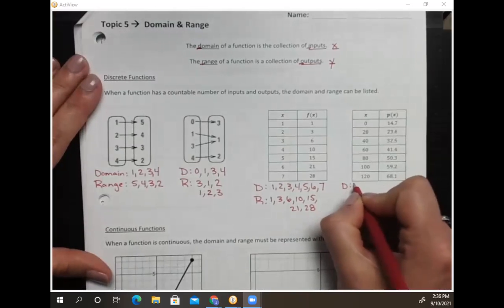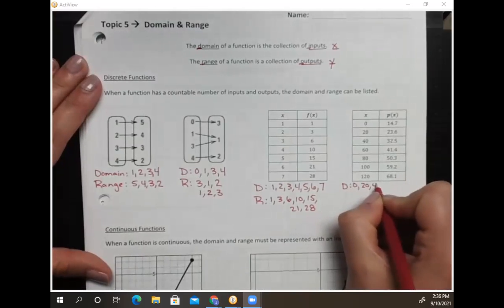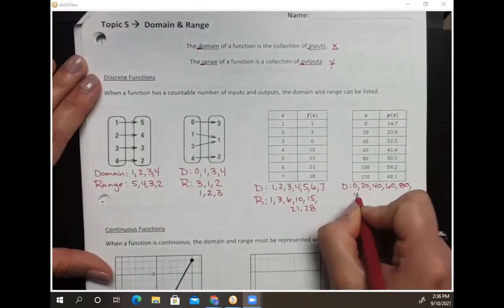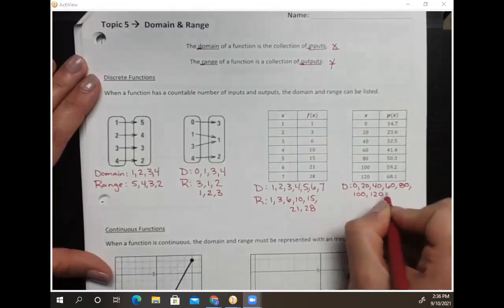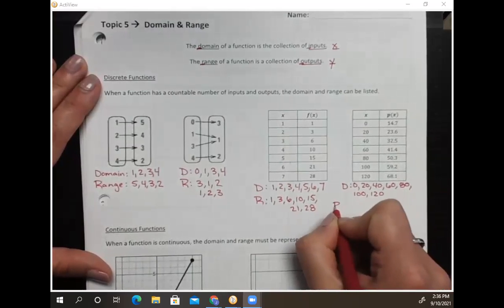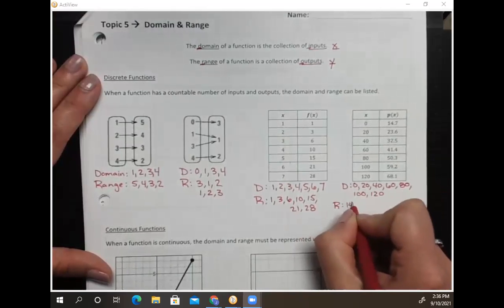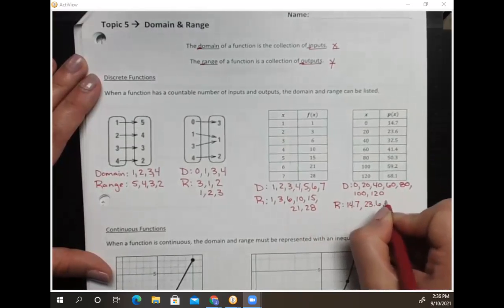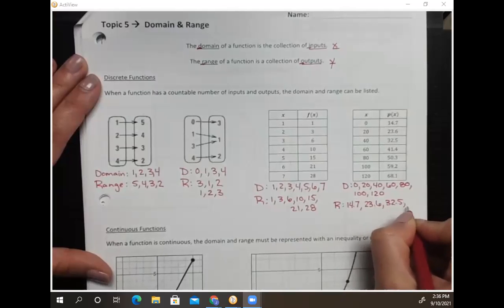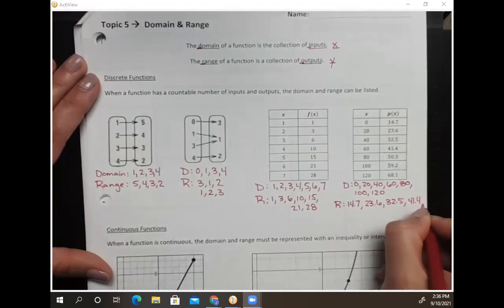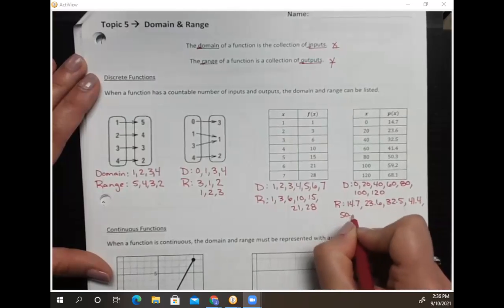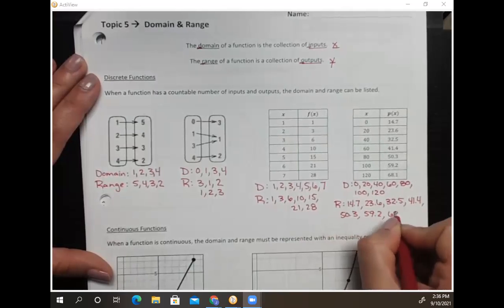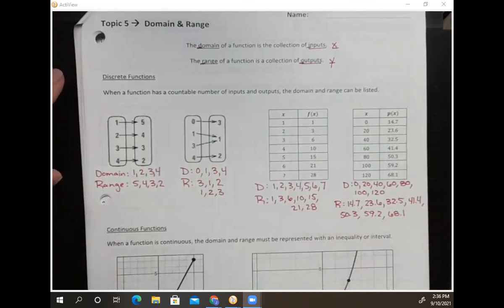Our domain here would be 0, 20, 40, 60, 80, 100, and 120. Our range is 14.7, 23.6, 32.5, 41.4, 50.3, 59.2, and 68.1.